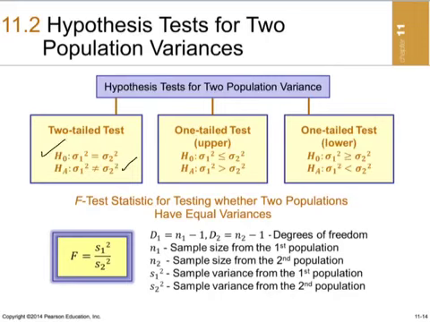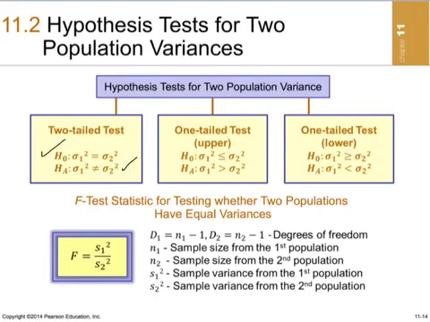If we wish, we could test whether one variance is actually higher than the other. So sigma 1 squared greater than sigma 2 squared. And we could then, in our null hypothesis, simply state the opposite, that sigma 1 squared is less than or equal to sigma 2 squared. Or you could have the reverse of that, which is that sigma 1 squared is less than sigma 2 squared. And in the null hypothesis, we just have the opposite of that.